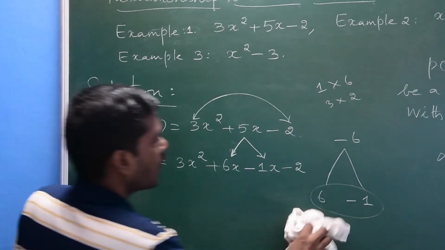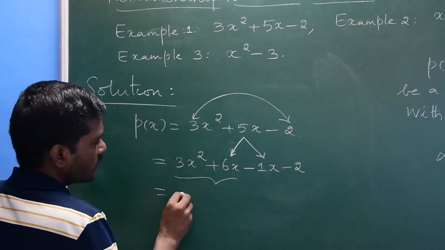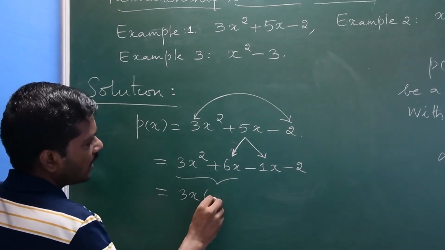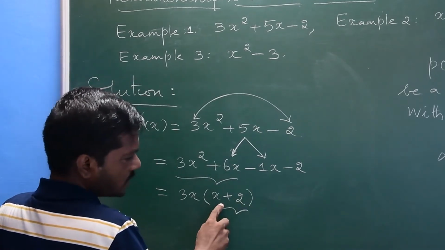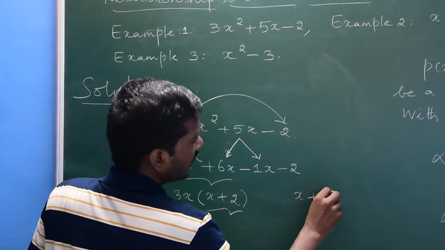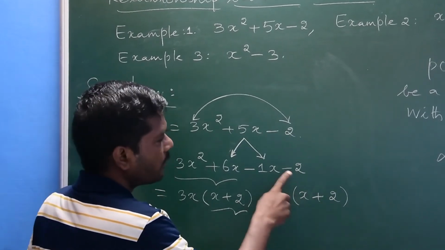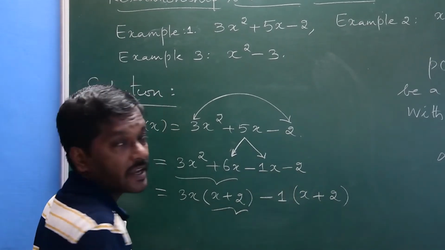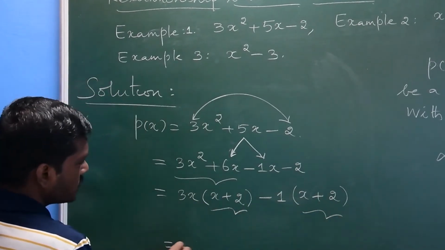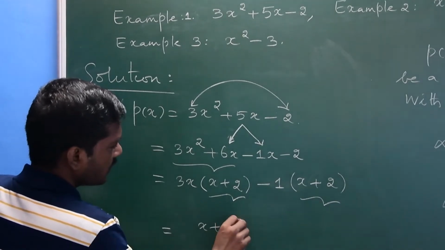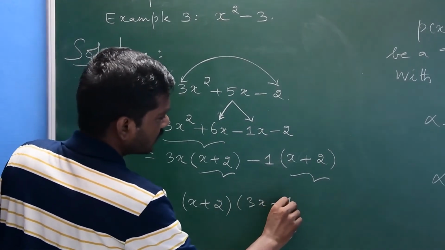From the first two terms we can take 3x common, and this will be x plus 2. Copy this down and paste it here, x plus 2. Now what should be multiplied to 2 to get minus 2? We multiply by minus 1. What is common in both the terms? x plus 2 is common. What is left out here is 3x minus 1.